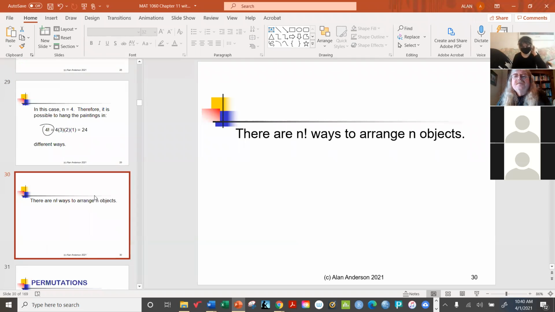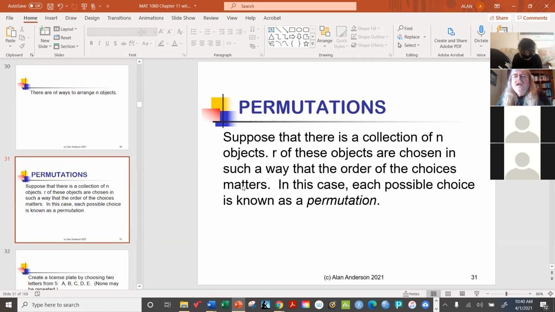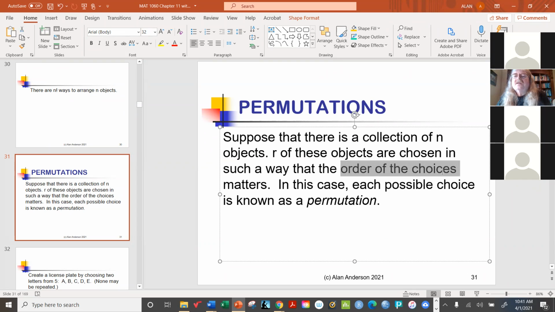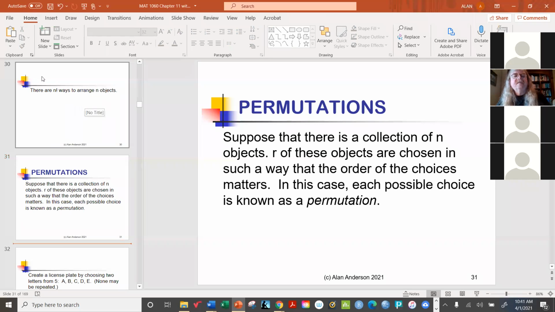Okay, now the next concept that we want to define, as you can see here, is known as a permutation or permutations. And what's different now compared to arrangements is that we are actually taking our collection of objects and then we're only selecting some of them in such a way where the order of the choices matters. That is the key right there. We have a large collection. Let's say that we have in our attic. Here would be a good example of this.